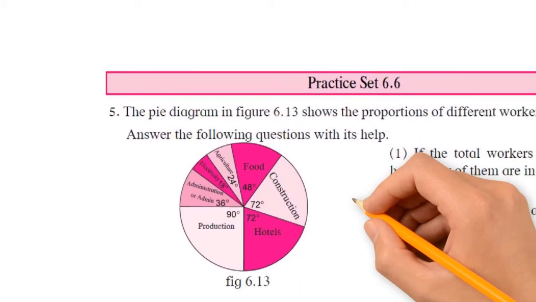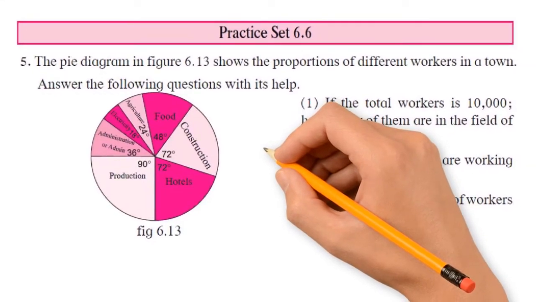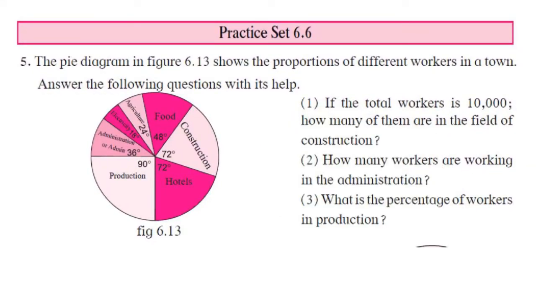After learning how to draw a pie diagram, we'll see question number 5, where we have to read a pie diagram and answer the given sub-questions. Here the question is, the pie diagram shows the proportion of different workers in a town. Answer the following questions with its help.